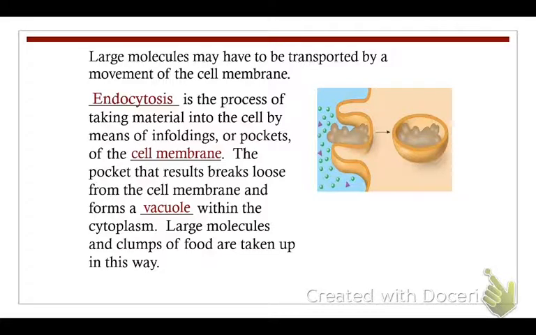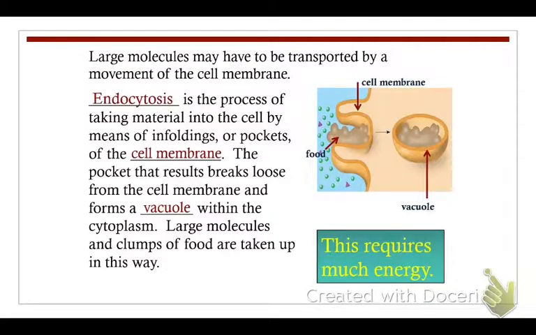Does that kind of make sense? So you can see here's the process. The cell membrane is reaching out, giving this brownie a hug. Now the brownie's on the inside. It is delicious. Preferably with walnuts, just in case you're thinking of Christmas presents for me. Okay, moving on. And there's the vacuole. This requires a lot of energy.